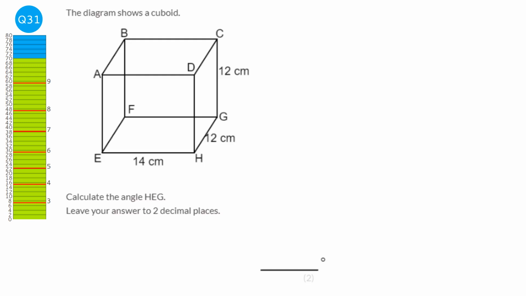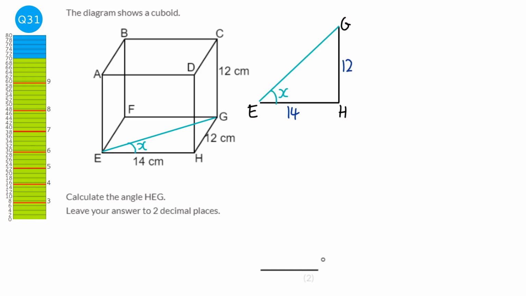So the angle we're looking for, if I just draw a line here, the angle is HEG, which is this one here. So I'm just going to call this X. And what I'm going to do is I'm actually just going to draw out the triangle in a 2D way. I'm just going to use this one. There we go. So we've got E down here, H and G. We're looking for this angle here, which is X. And we're given the fact that this is 14 and this is 12.